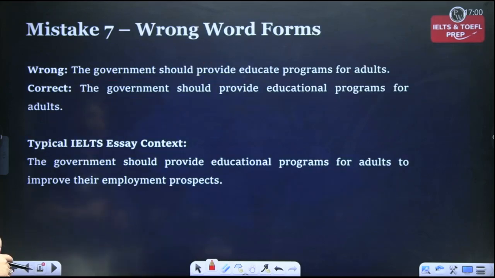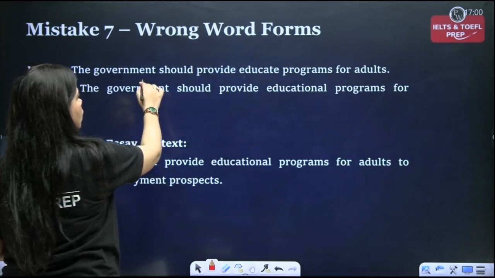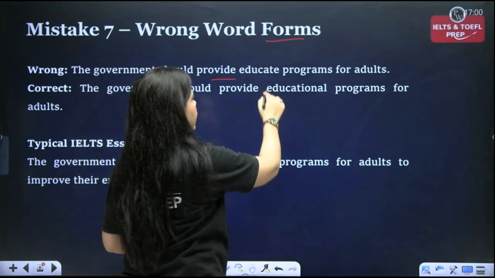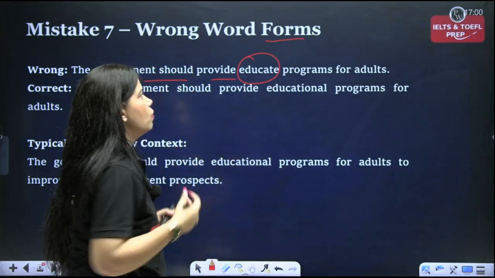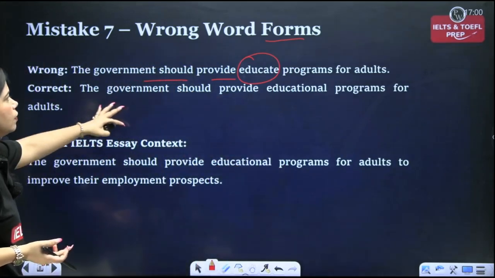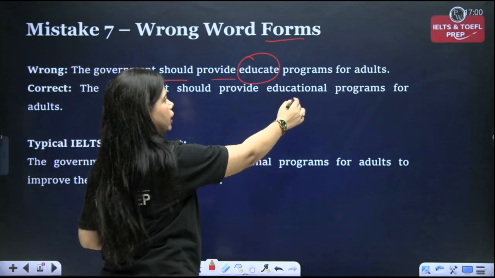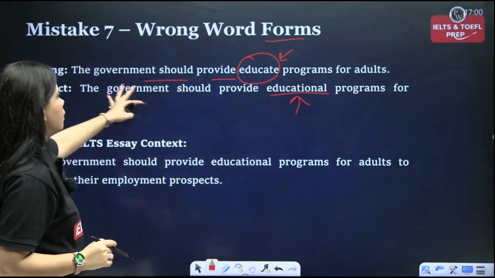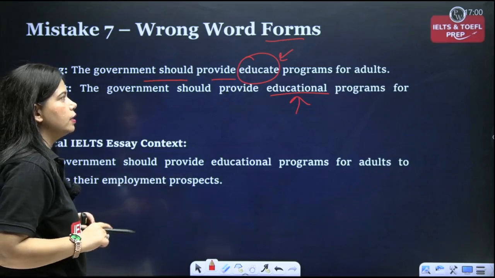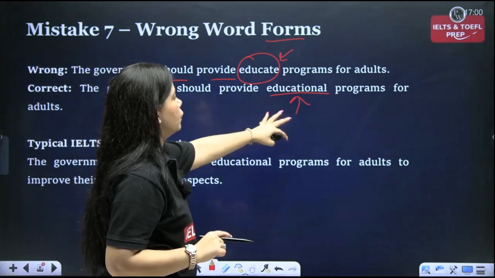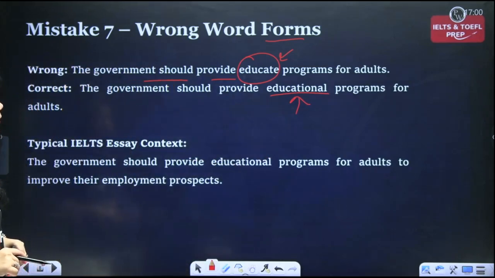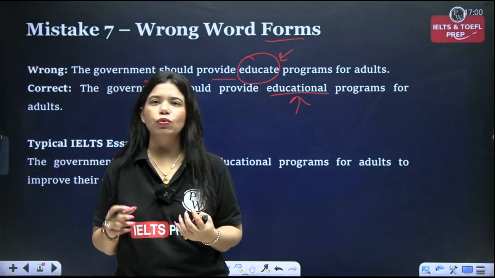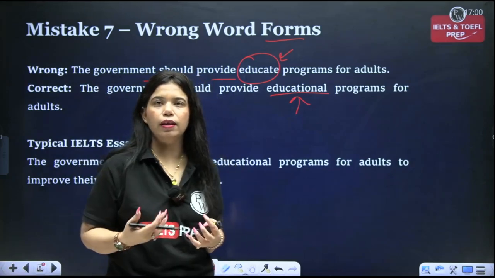And look at number 7, wrong word order. The government should provide, wrong word forms. The government should provide educate programs for adults. No, not educate programs. The government should provide educational programs. If you write education here, that will also be wrong. If you say the government should provide education programs for adults, no. We need to say the government should provide educational programs for adults. So use the correct word form. Be aware whether I need to use an adjective here or a noun here, that kind of awareness.